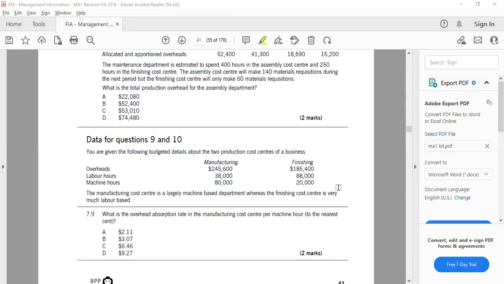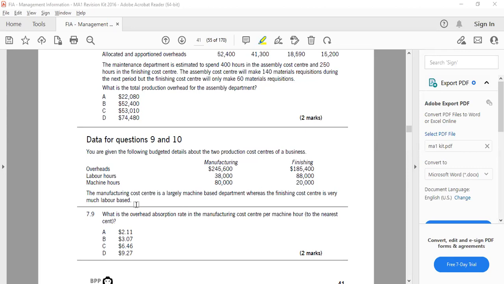Okay, so the next question is, what is the overhead absorption rate in the manufacturing cost centers per machine hour to the nearest cent? OAR we have to calculate. It says you are given the following budgeted details about the two production cost centers of a business: manufacturing and finishing. These are two cost centers. Overheads are given, labor hours are given, machine hours are given, right?